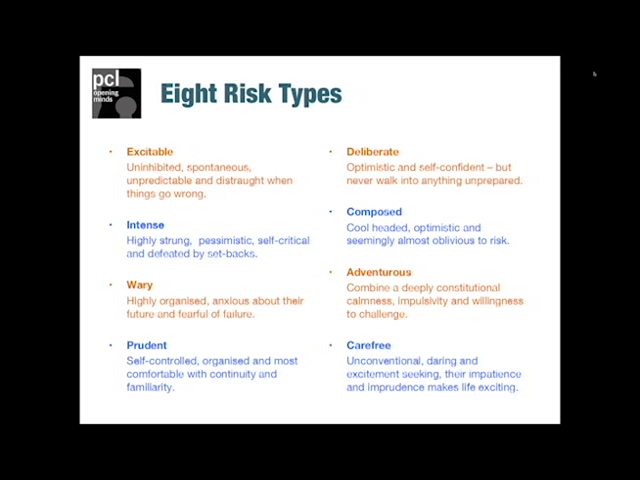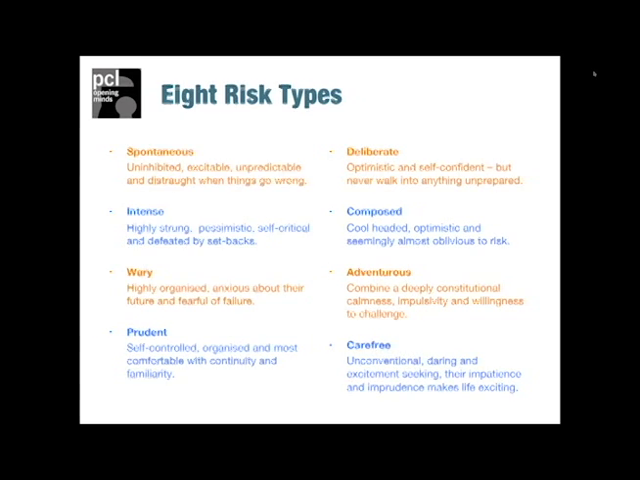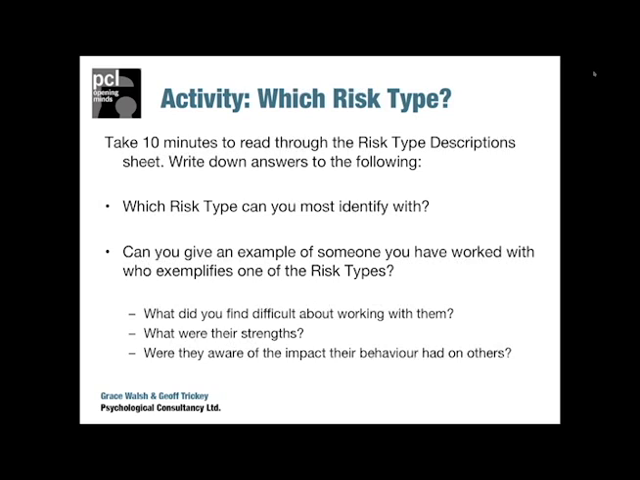Then activities again, this is all geared to get people to participate. That's what you want. So take 10 minutes to read through the risk type descriptions on the sheet perhaps, and write down which risk type you can most identify with. That's kind of a personal one, so you might not want to do that first. You might prefer, can you give an example of someone you have worked with who exemplifies one of these risk types?